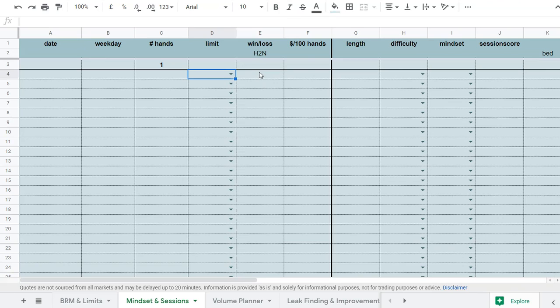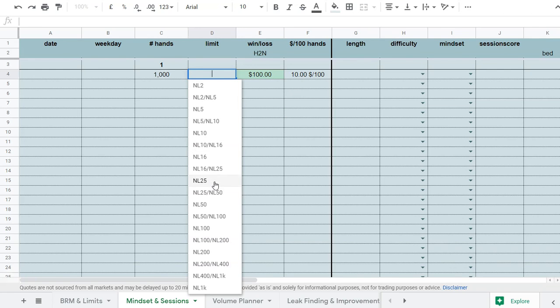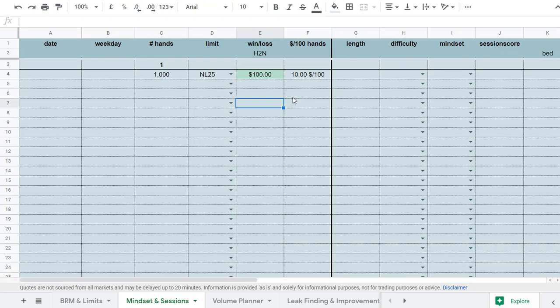We then have the win-loss column. That should be fairly self-explanatory, and the dollars per 100 hands, which is going to be calculated automatically. Let's say, for example, we've played 1,000 hands. Total win amount is $100. I can see the dollars per 100 hands, $10 per 100 hands. We can also select our limit, although this is not going to factor into the calculation.